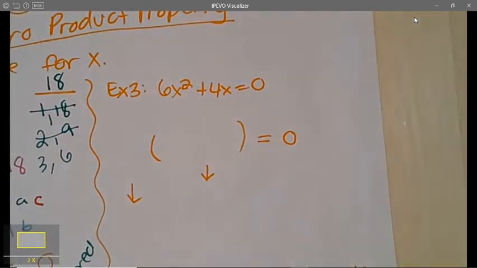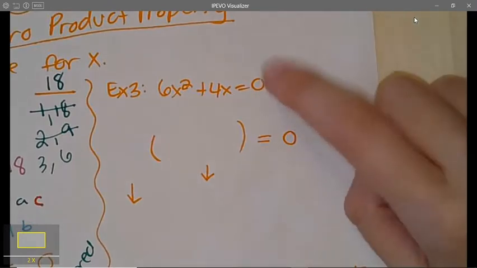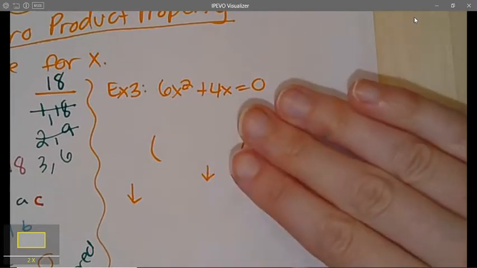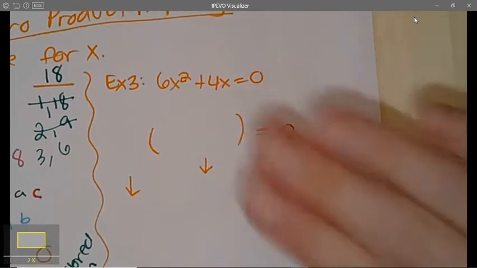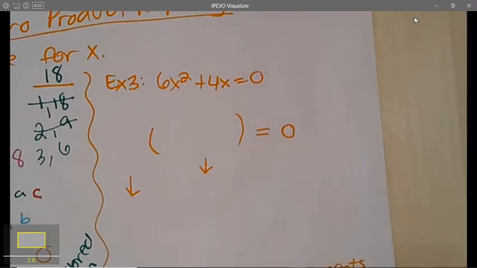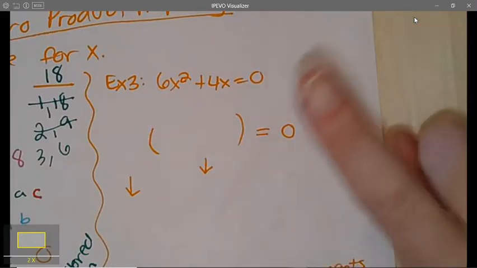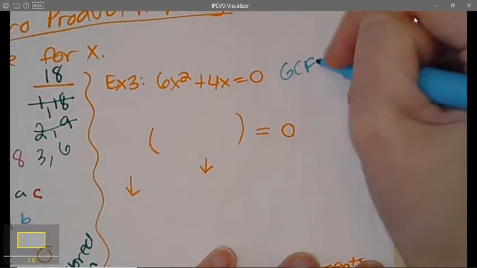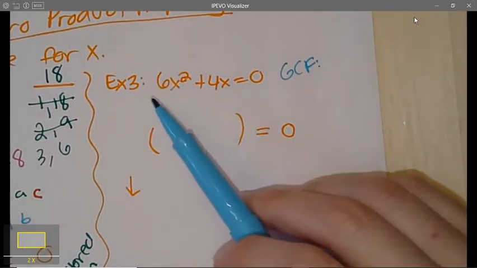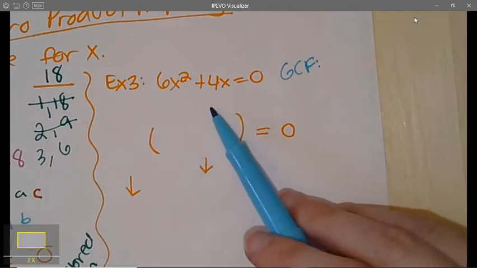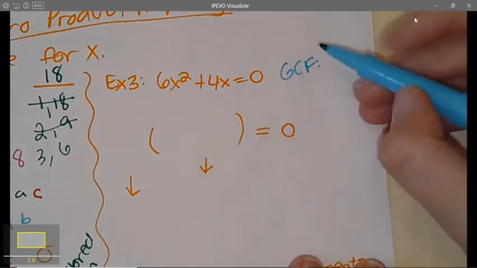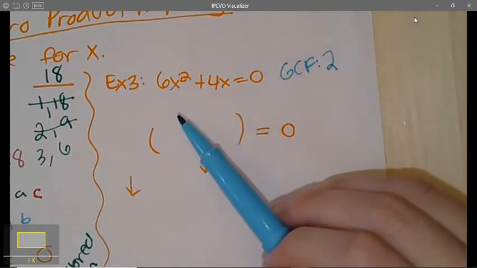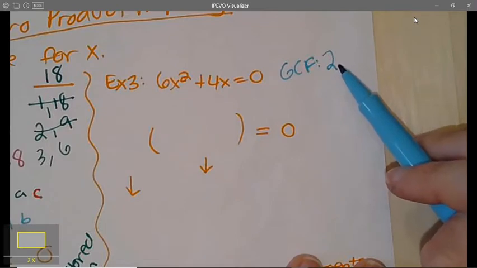So let's get started. Okay, so since this side already equals 0, now my goal is to factor. What is the factoring technique we always try first before we try any other factoring technique? That would be to find the GCF. So let's see if this problem has a GCF. Let's see, what is the largest number that will divide into 6 and 4? That would be a 2. And then both of my terms do contain an x. So that means I can include an x in my GCF.